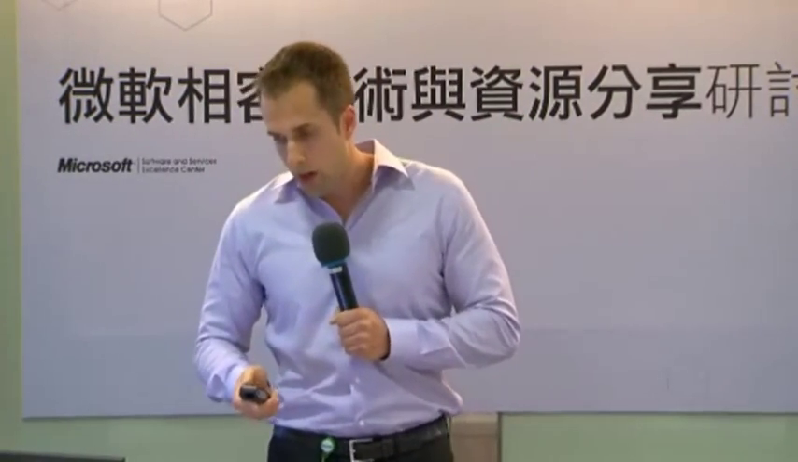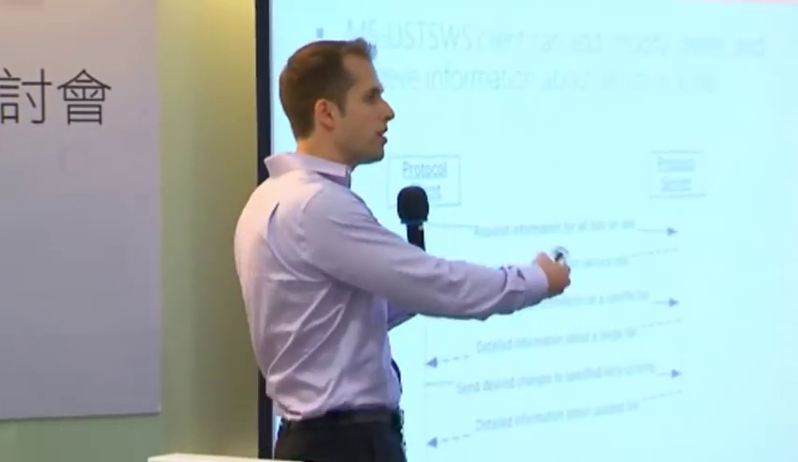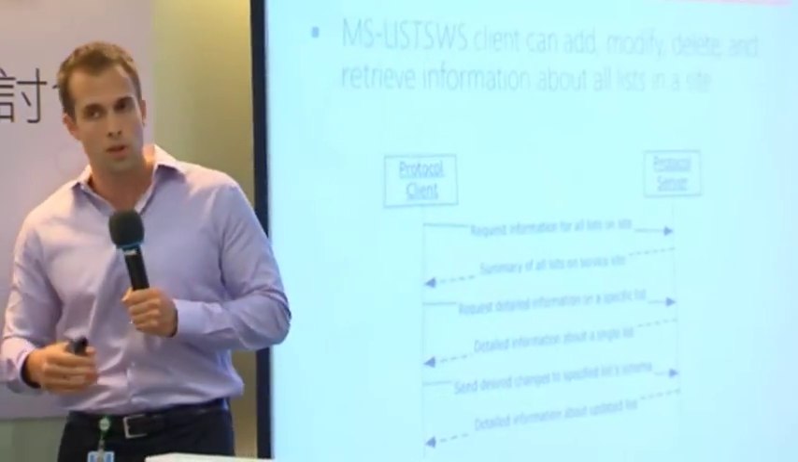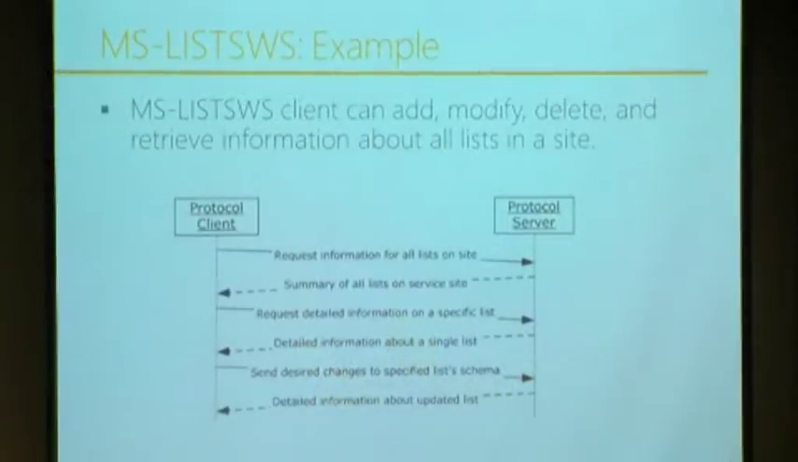So if we look at a common conversation of requests and responses, and I say common because this is what a lot of the communication looks like for these web services. There's a lot of requests: can I do this? Or I want to do this, was it successful? Or I want to make an update, was that update successful? So this is just an example of the list web service where the client can add, modify, delete, or retrieve information about a list on a site. This shows you that back and forth dialogue between a list WS client and a list WS server.